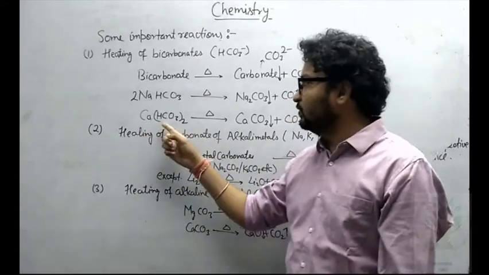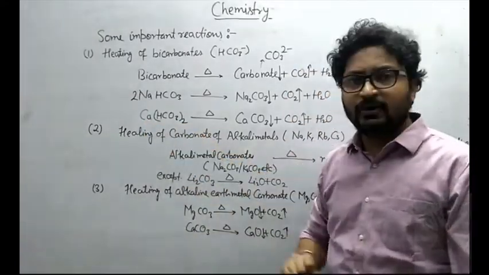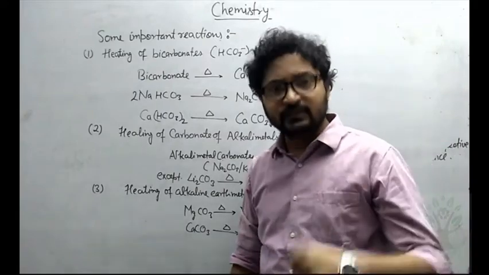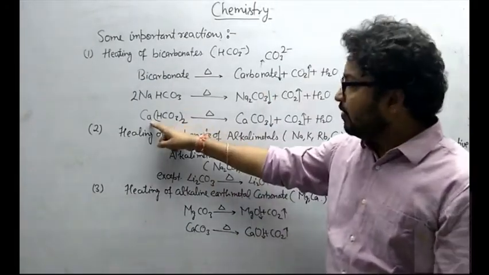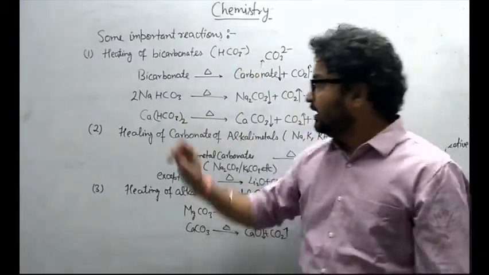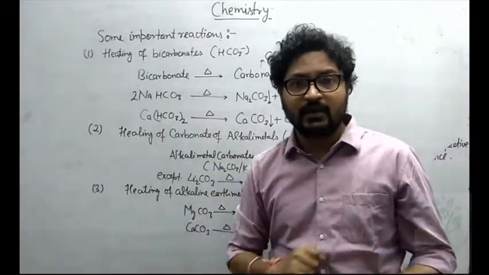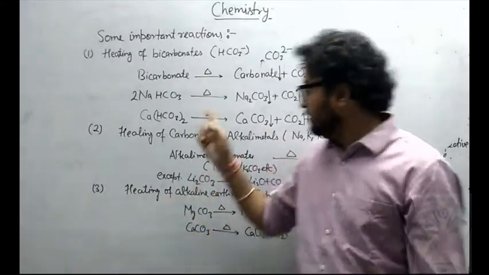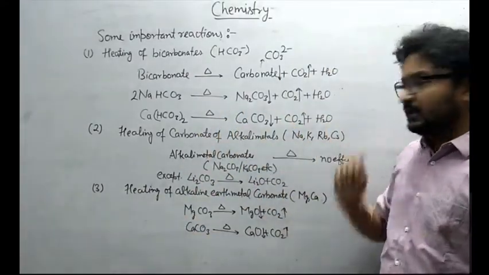Ca(HCO3)2. Ca(HCO3)2 means calcium bicarbonate. What is valency of calcium? Calcium valency is plus 2. So formula will be Ca(HCO3)2 because bicarbonate has valency 1. Now if you heat it, what we will get? Carbonate. Carbonate means CaCO3 plus CO2 plus H2O.